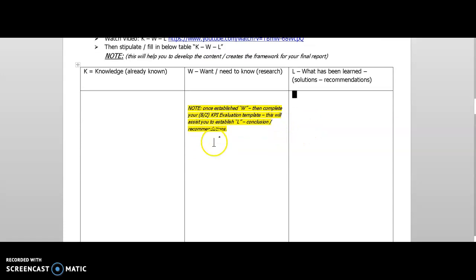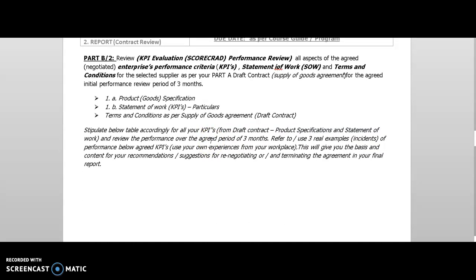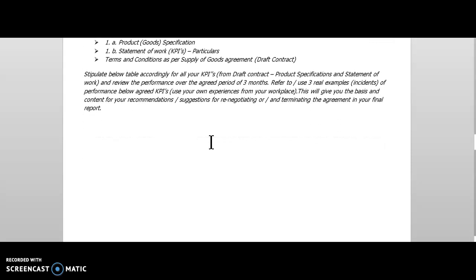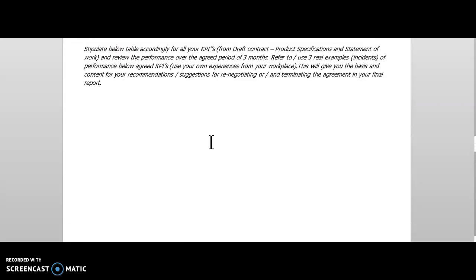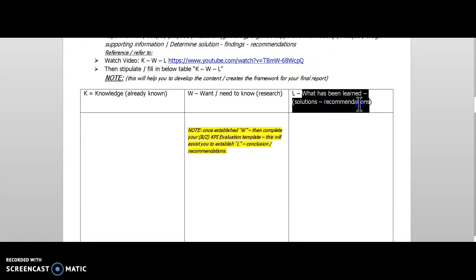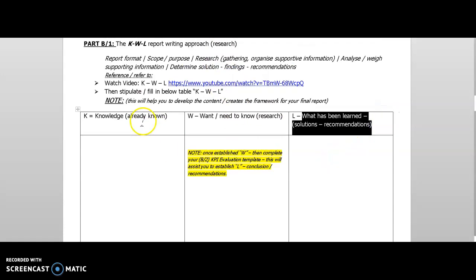I'm just scrolling down so you can see how this looks. Next tutorial we will talk about this part here: the review, the scorecard performance review of your supplier from part A, the draft contract. And going further down, you can see this is the form which you're going to use. So we will tackle that next tutorial. Going up again, you can only complete L, the solutions and recommendations, once part B2 has been completed.